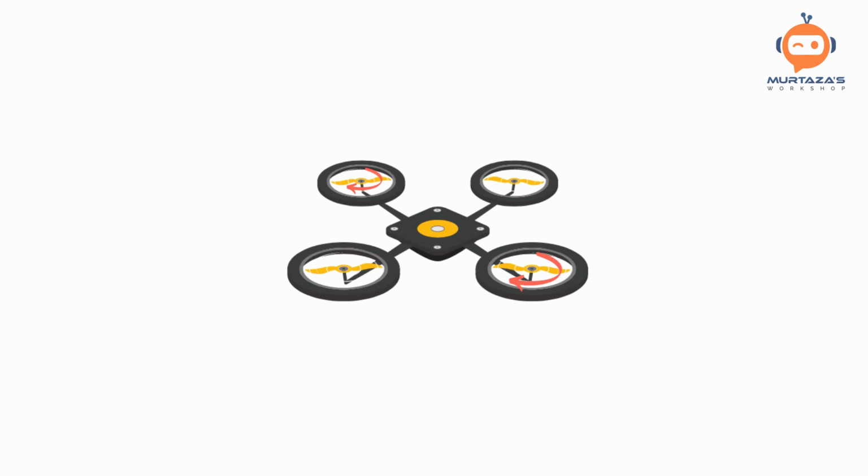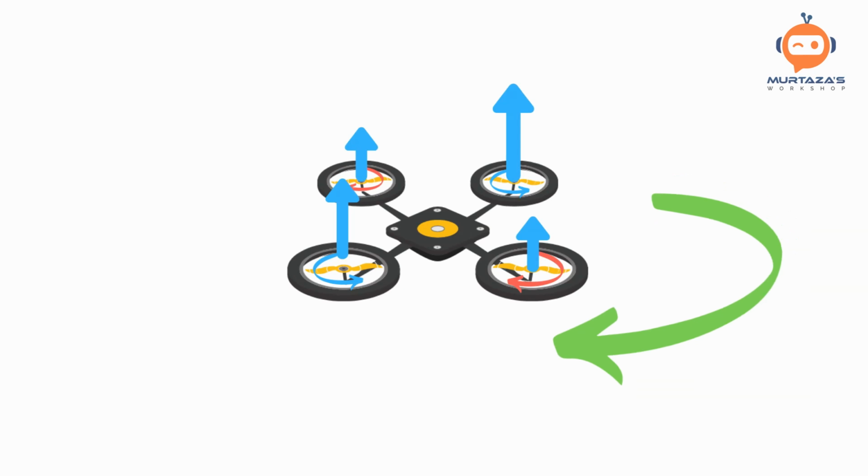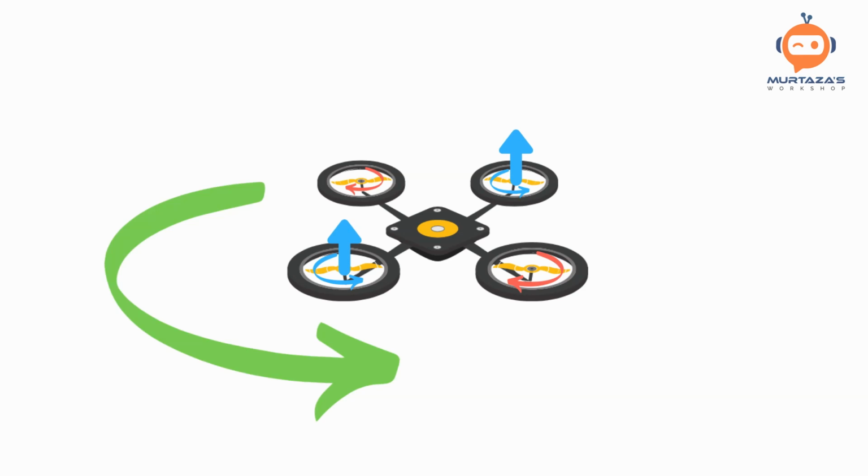Since 2 motors are rotating in clockwise and the other 2 are rotating in counterclockwise direction, we can use this knowledge to rotate our drone. To rotate the drone clockwise, we will decrease the speed of the motors moving clockwise and increase the speed of the motors moving counterclockwise. Similarly, if we want to rotate counterclockwise, we will decrease the speed of the counterclockwise motors and increase the speed of the clockwise motors.